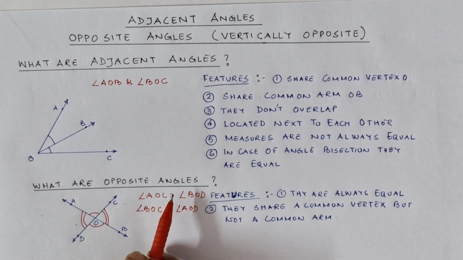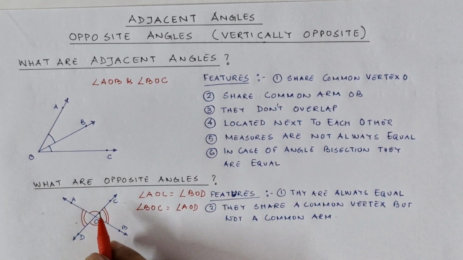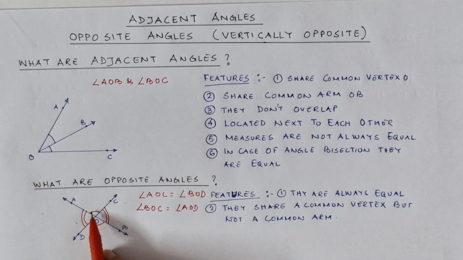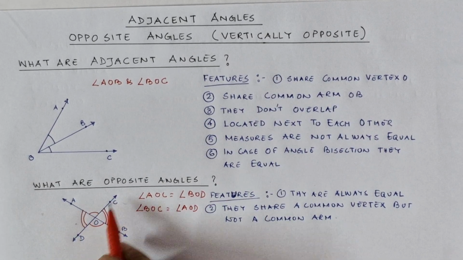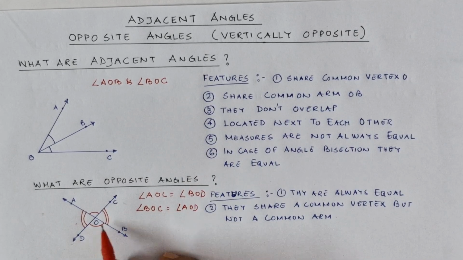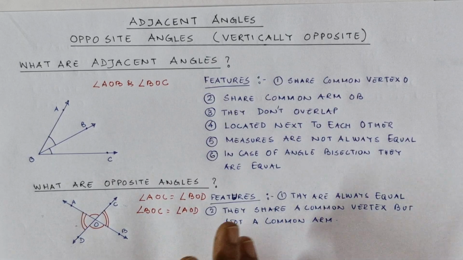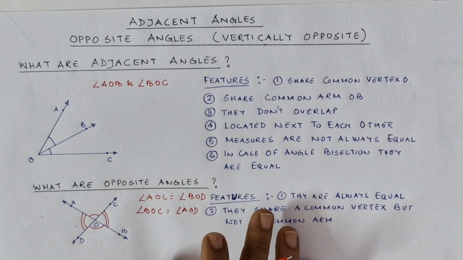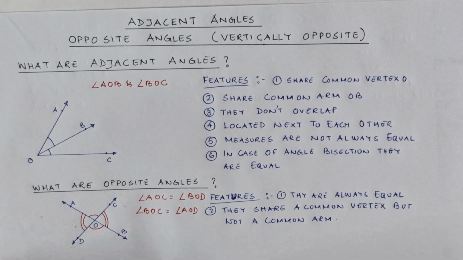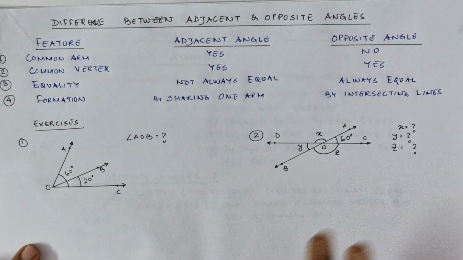Let's recap once more. So what are opposite angles? When two straight lines intersect each other, they form opposite angles, and they are vertically opposite angles. In this case, AOC and BOD are opposite angles, and angle BOC and angle AOD are opposite angles. Got it? So this is the basic definition of adjacent angles and opposite angles, and these are the respective features.